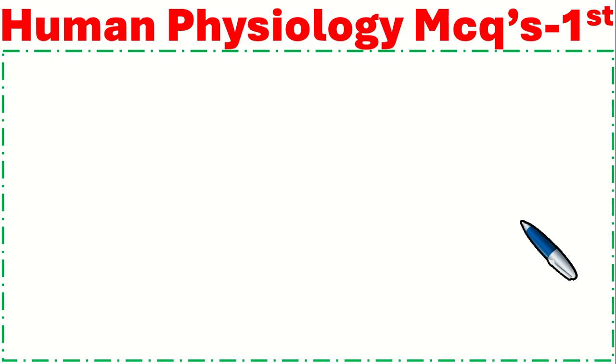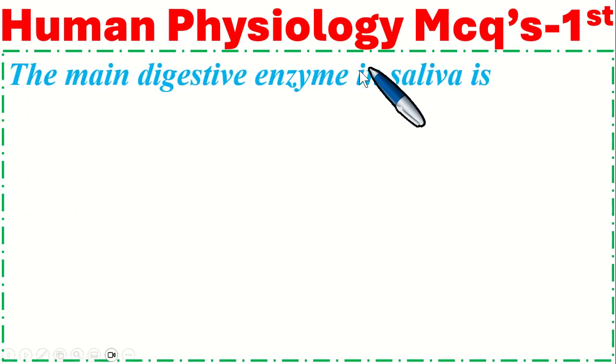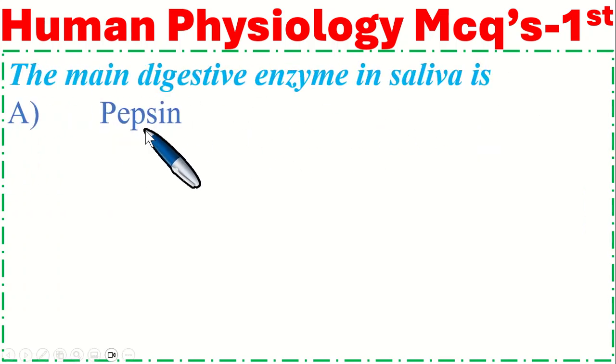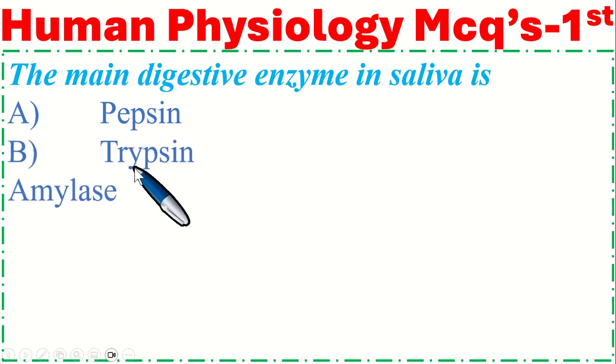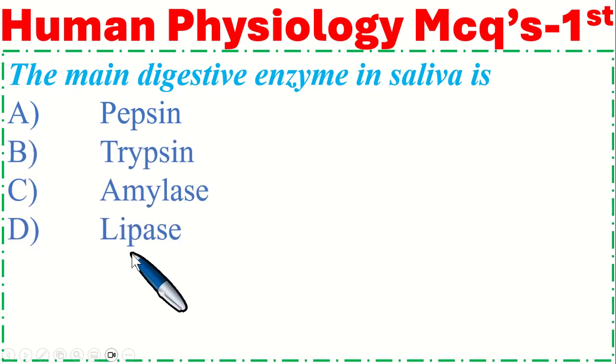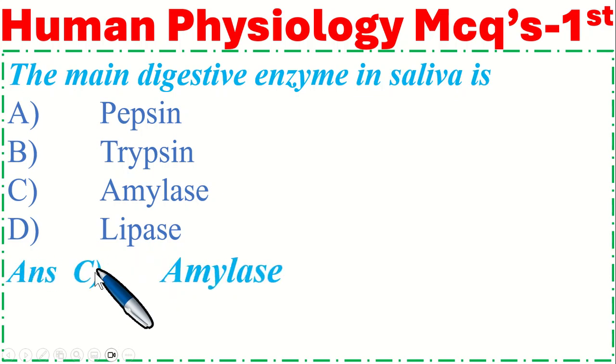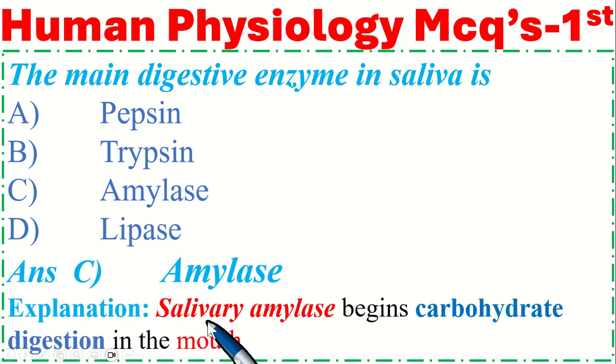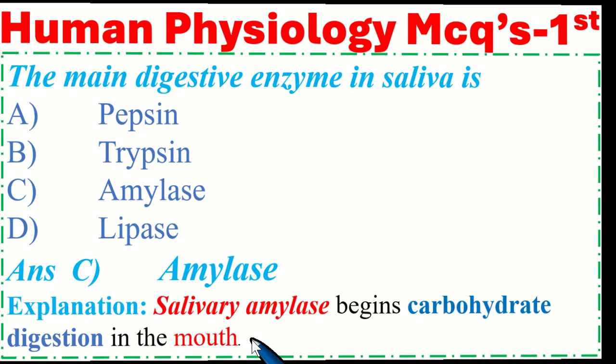Today we will discuss Human Physiology MCQs part 1st. The main digestive enzyme in saliva is option A pepsin, B trypsin, C amylase and option D lipase. So the correct option is C amylase. Explanation is salivary amylase begins carbohydrate digestion in the mouth.